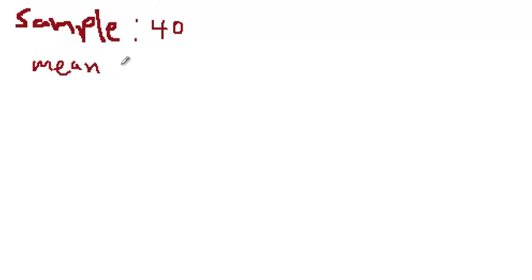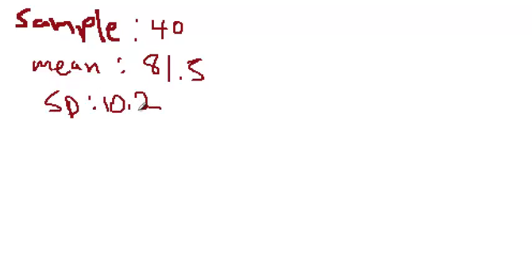I'll write the key numbers over here. Okay, the sample size is 40. We've got a mean of 81.5. We've got a standard deviation of 10.2. And we've got a confidence level of 0.9, or 90%.